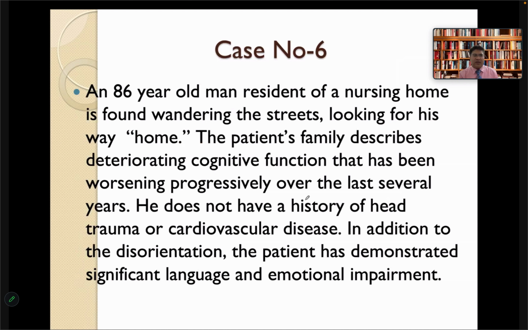Now case number 6, an 86-year-old man, resident of a nursing home, is found wandering the streets looking for his way home. The patient's family describes deteriorating cognitive function that has been worsening progressively over the last several years. He does not have a history of head trauma or cardiovascular disease. In addition to the disorientation, the patient has demonstrated significant language and emotional impairment. So the history is very clear that this patient is suffering from Alzheimer disease. The patient has dementia, loss of memory, a progressive decline in cognitive function and higher intellectual functions, and also emotional disturbances.